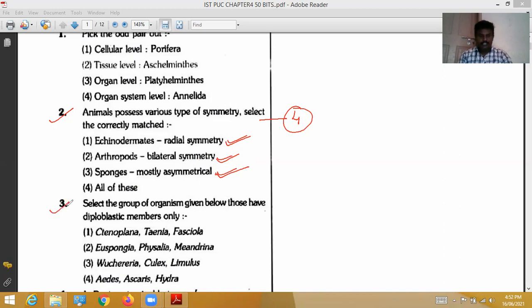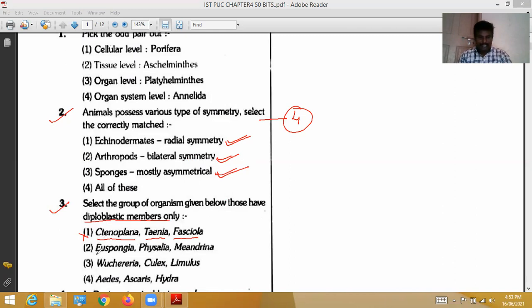Next, the third question: select the group of organisms given below that have diploblastic members only. In the 4 options, a group of organisms is given. Diploblastic means the organisms are formed from 2 cellular layers, that is ectoderm and endoderm. Ctenoplana, Taenia, Fasciola: generally, option 1 is wrong. These are not diploblastic; they do not form from 2 cellular layers.